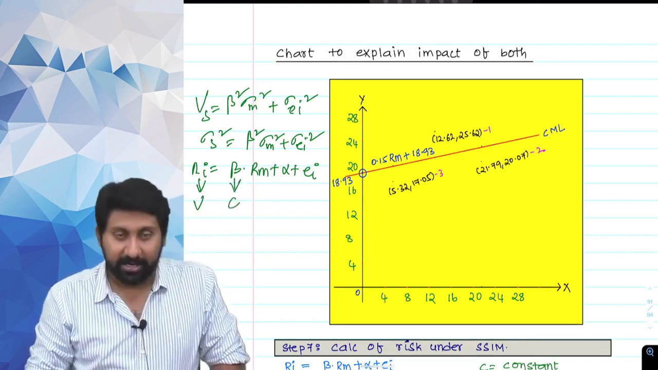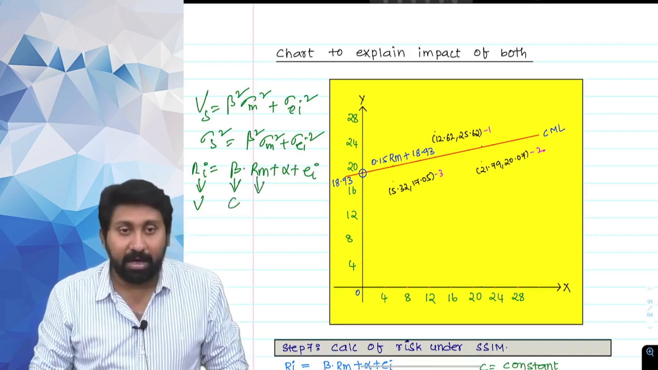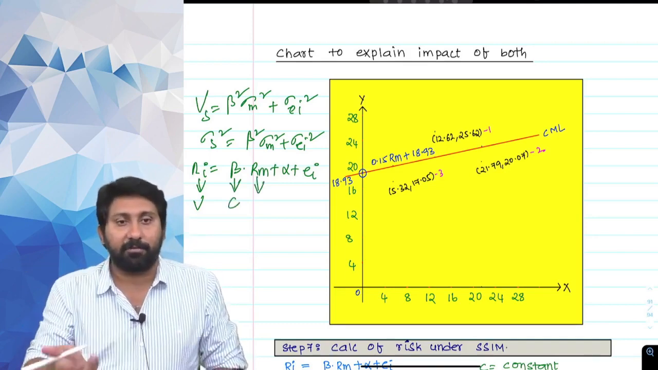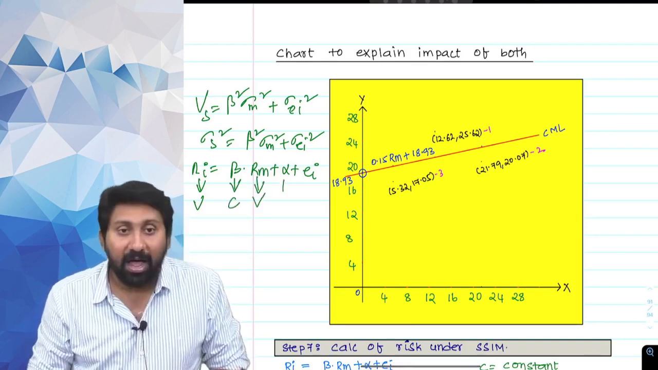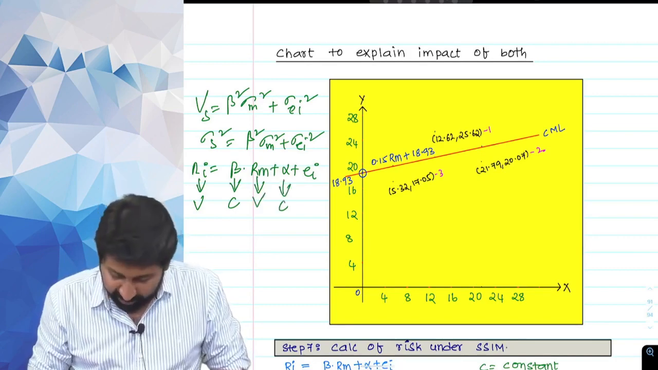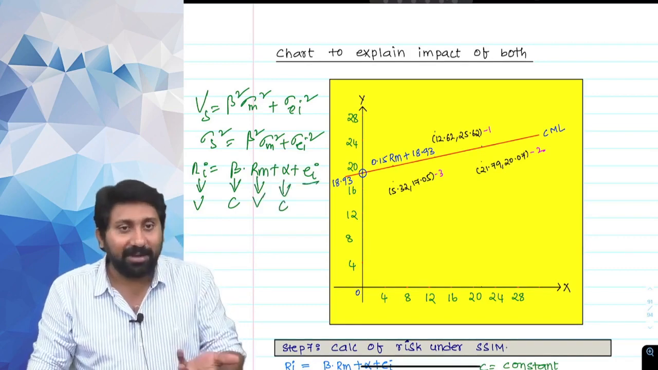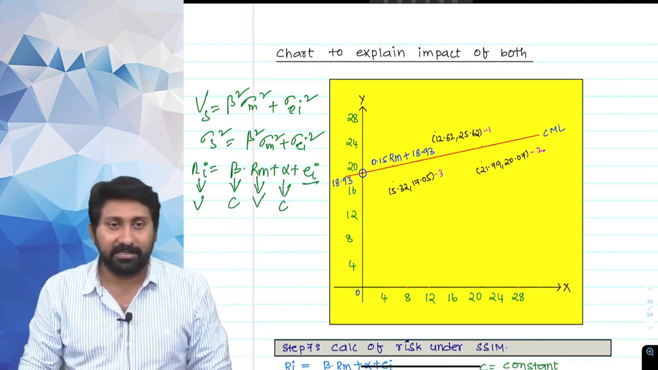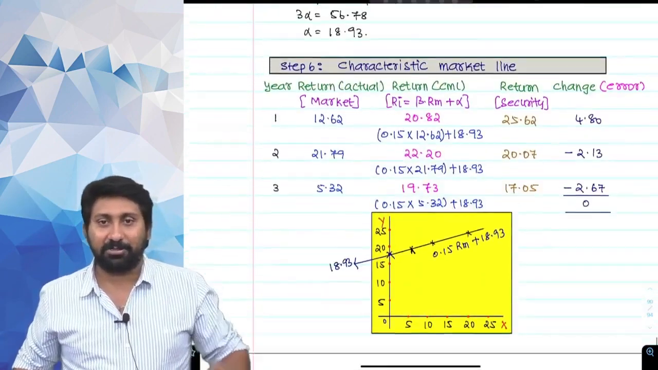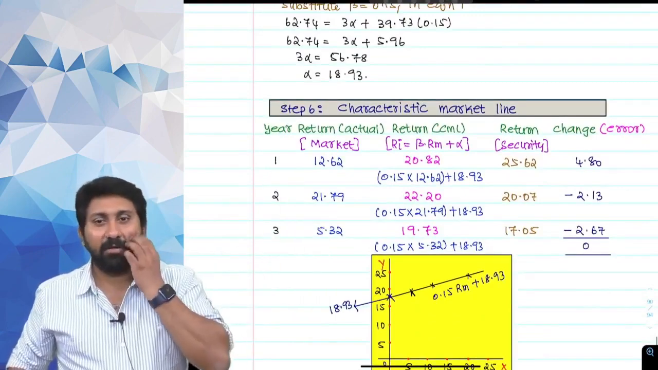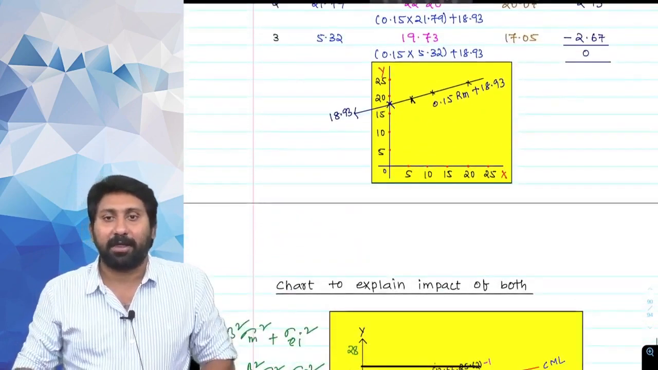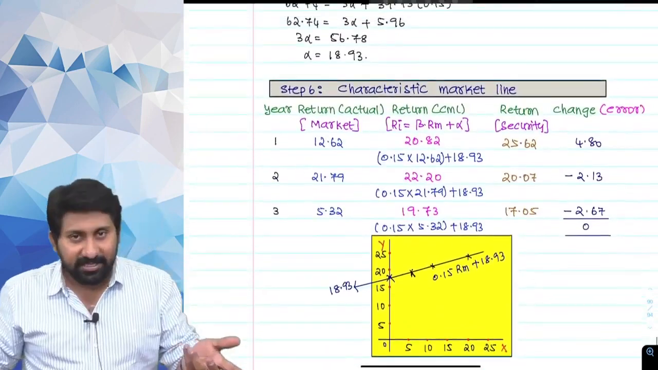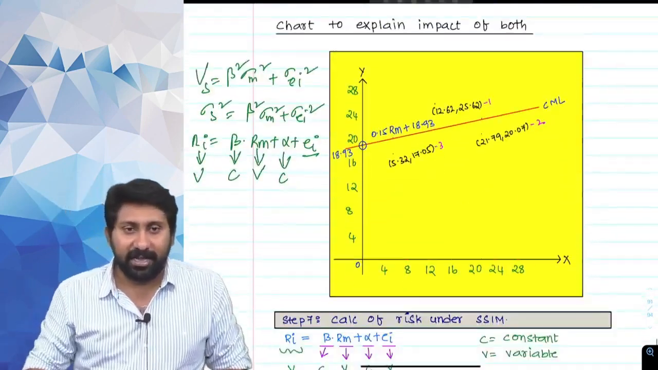This is a constant. RM, the return from the market: one year 12.6, another year 21.79, variable. Alpha itself is a constant. EI is a variable, obviously. Whenever RM changes, automatically EI also will change. So EI, you see in the question, last column: 4.82, minus 2.13, minus 2.67. It depends on the change in the security return. So it is a variable.